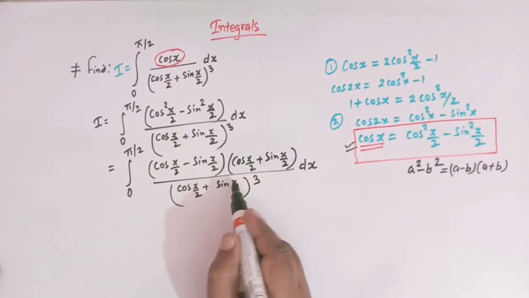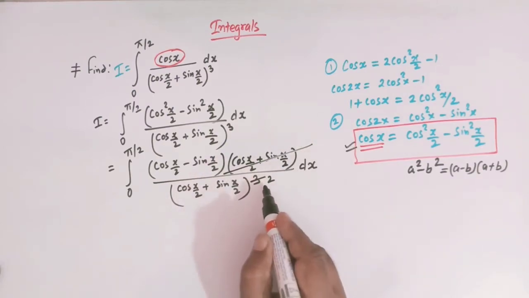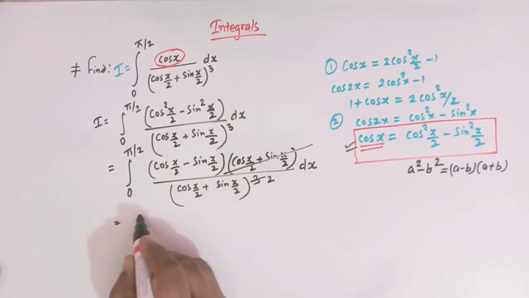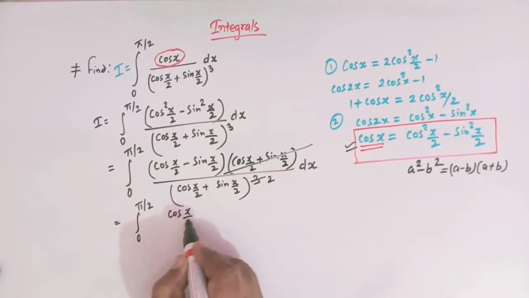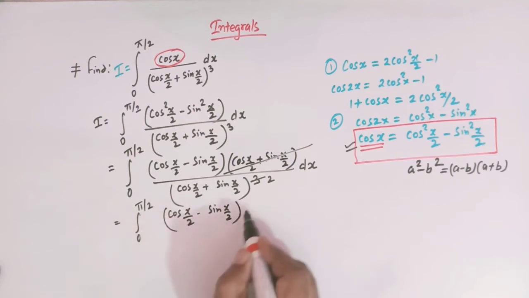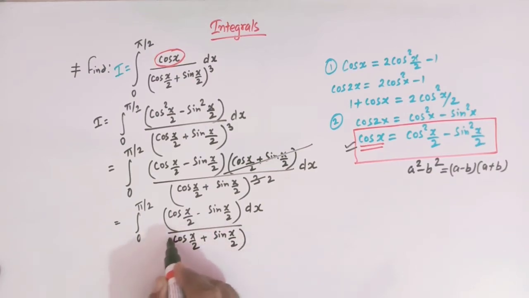Now this term and one power get cancelled, so we are left with the integral from 0 to pi by 2 of (cos x over 2 minus sine x over 2) dx divided by (cos x over 2 plus sin x over 2) whole square.